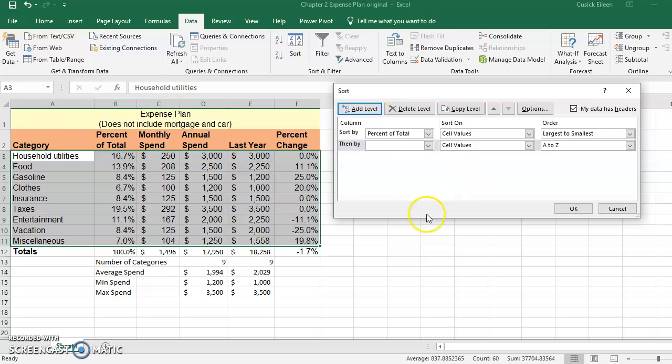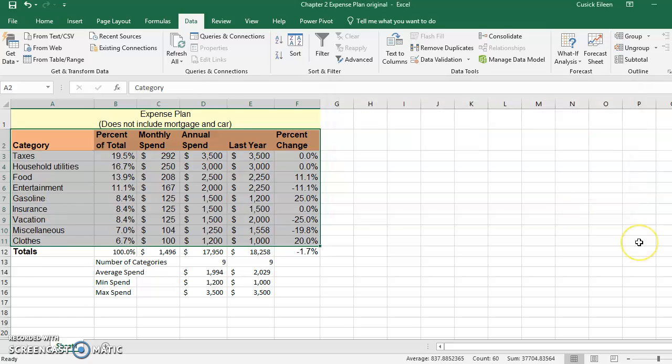And let's say I want to do it by category. So in the case of my 8.4%, my gasoline would come before my food, and my cell value is A to Z. So if I have numbers, I'm going to see largest to smallest or smallest to largest. But if I have alphabet, I would have my A to Z or my Z to A. Before I click OK, I want to get a sense of where my numbers are.